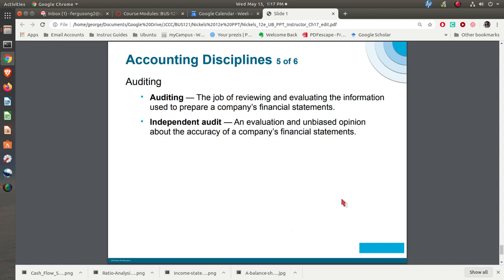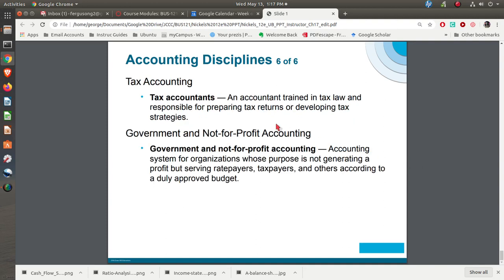You have auditing. In other words, going back and reviewing and evaluating the information and making sure everything is on the up and up. An independent audit is where you have an outside firm who comes into the organization and verifies the accuracy of all of the stuff that's there. Then you have tax accountants, people who focus in and specialize on tax. In other words, what are the taxes that have to be owed, which ones would not have to be paid? And then you have government and not-for-profit accounting.